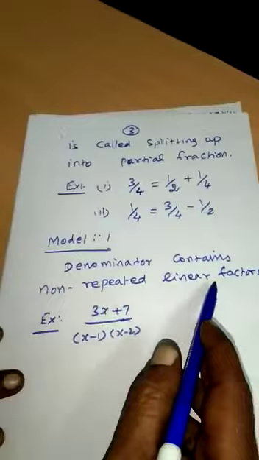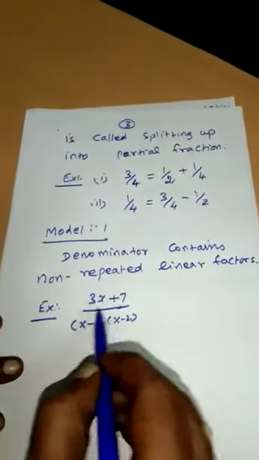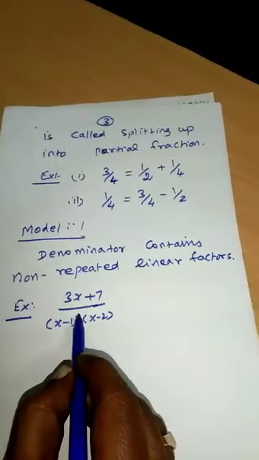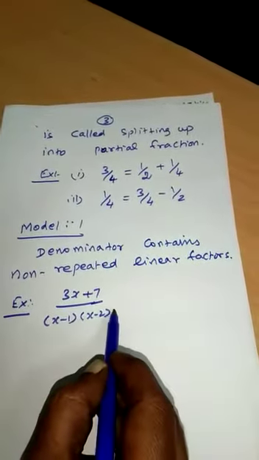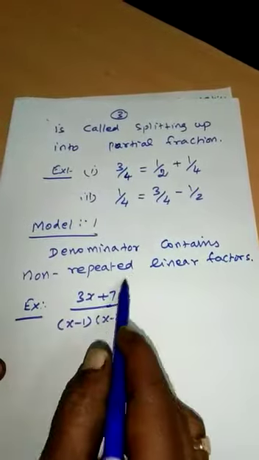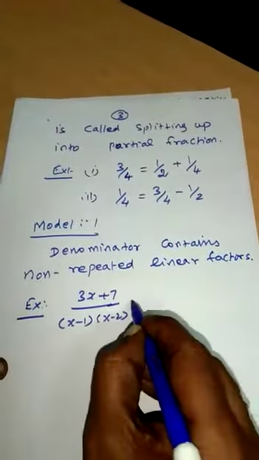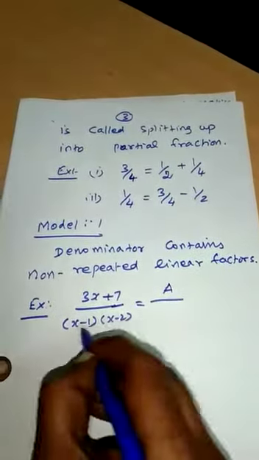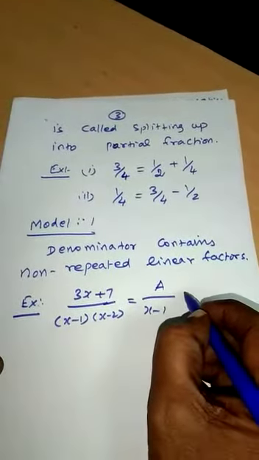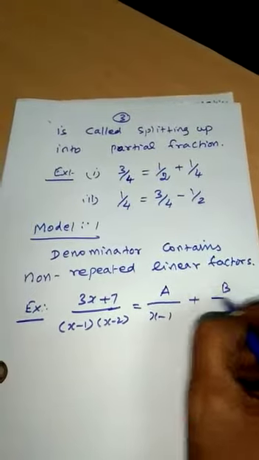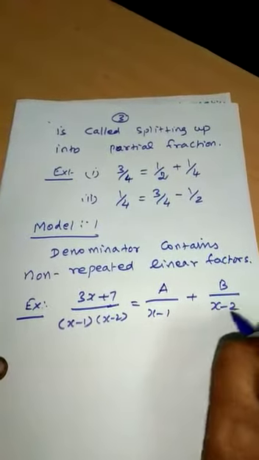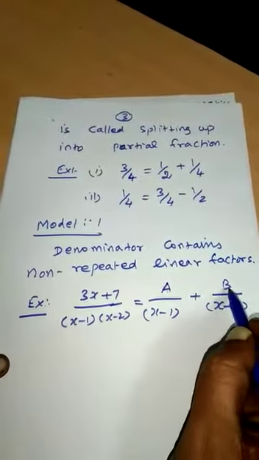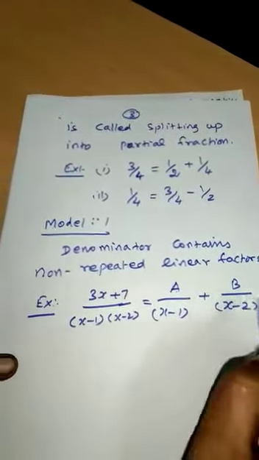It is linear factors. Non-repeated, here squared or cube means repeated. There is no power, that is, power 1. It is called non-repeated linear factors. This can be split into two fractions, a by x minus 1 plus b by x minus 2. Then by the process we have to find out a and b. This is the partial fraction method.